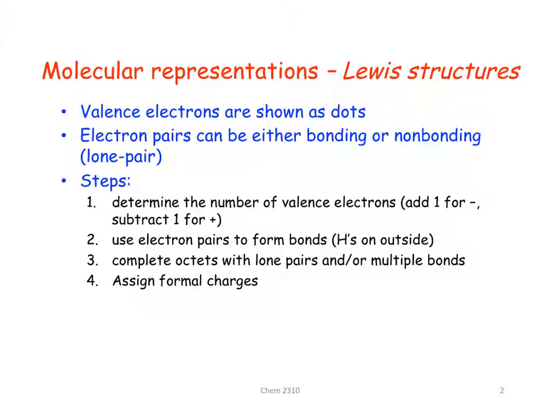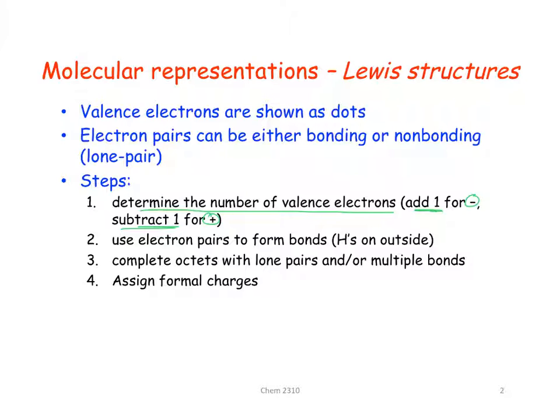Okay, so the first thing we need to do is we need to know how many electrons we're working with. All right, so we're going to first determine the number of valence electrons. And remember that the number of valence electrons can equal the number of protons for each of the atoms, except for when we have a charge in the molecule or on the atom, right? So if we have a negative charge, then we're going to add 1 electron because we know we have 1 more electron than we have protons. And if we have a plus charge, we're going to subtract 1 electron. So first thing, add up the valence electrons.